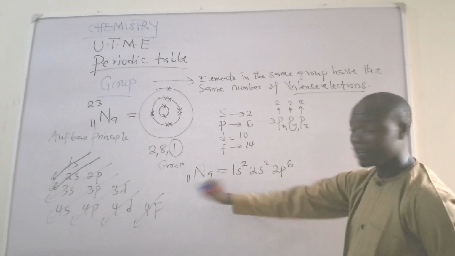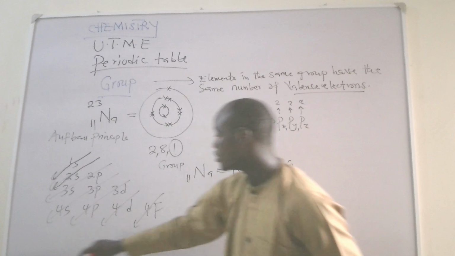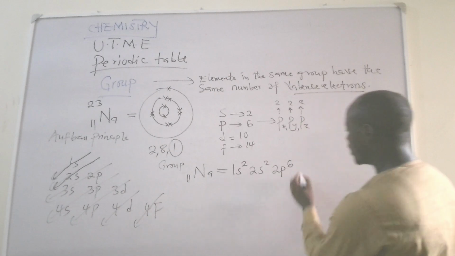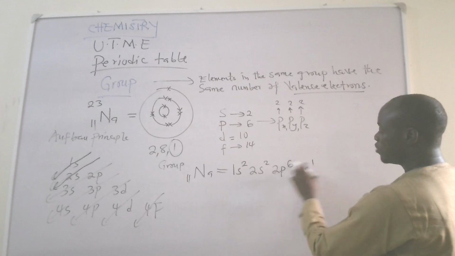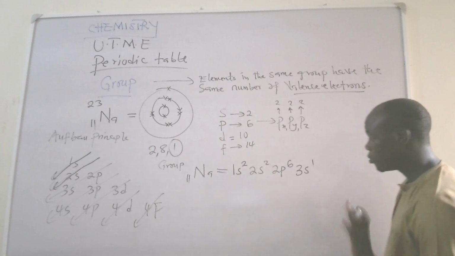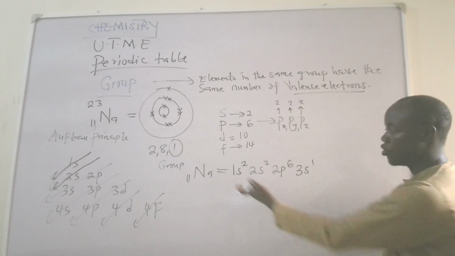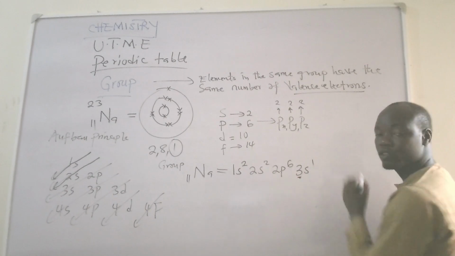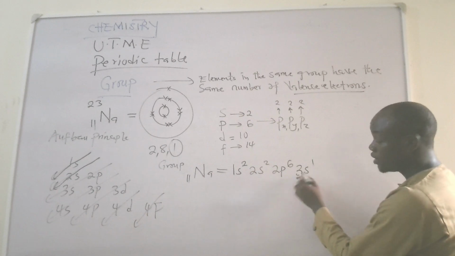And sodium has 11. So after 2p, the next one is 3s. So here we have 3s1. So 2 plus 2, 4 plus 6, 10 plus 1, 11. So we have 11. How are we now going to know the group of this element? We check the last energy level in this configuration. The last energy level is 3.